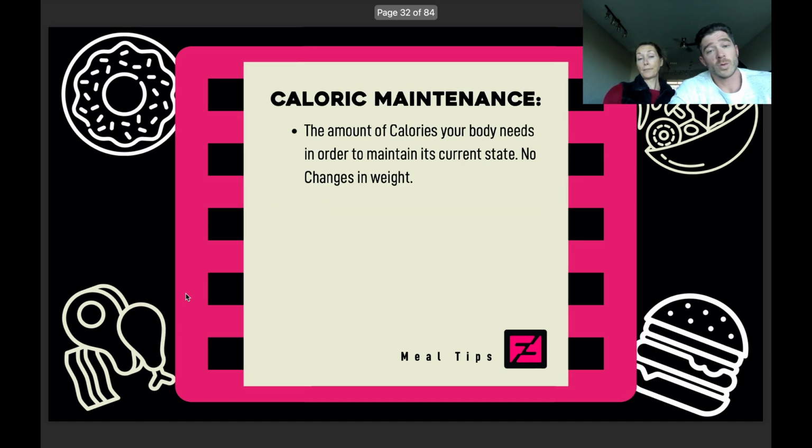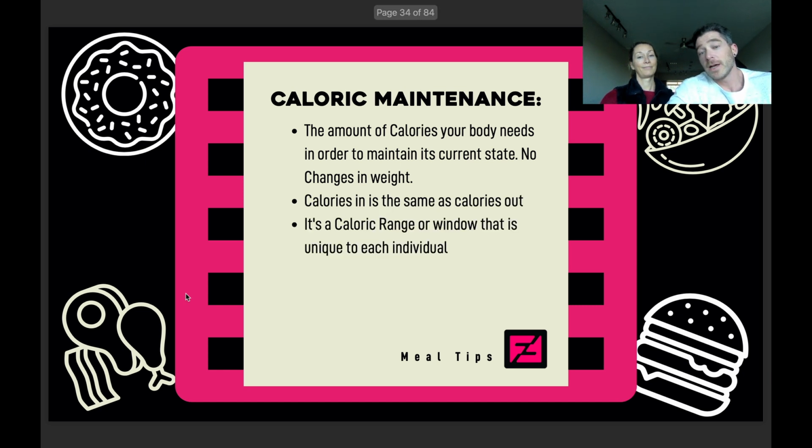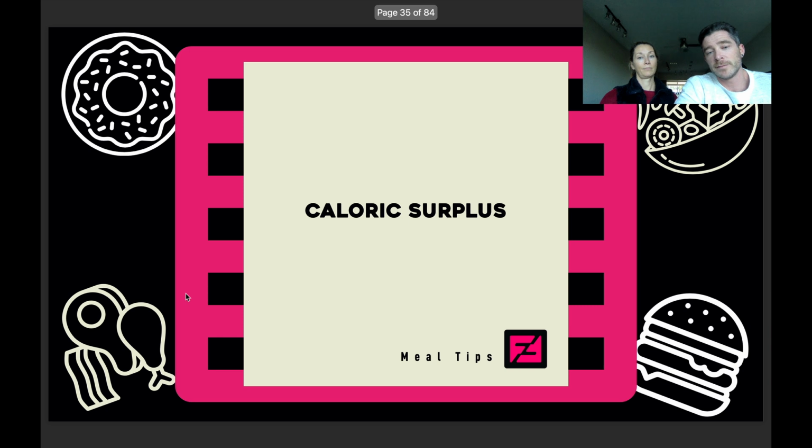What's a caloric maintenance? Breaking even. It's the amount of calories your body needs in order to maintain its current state. So no change in body weight. Calories in are the same as calories out. It is a unique range or window that is special to each individual.